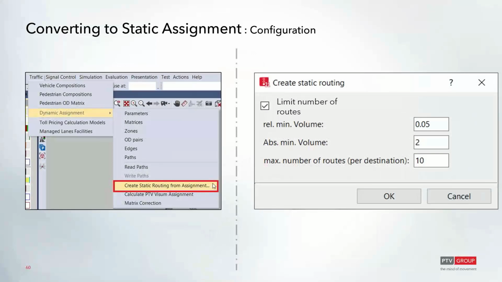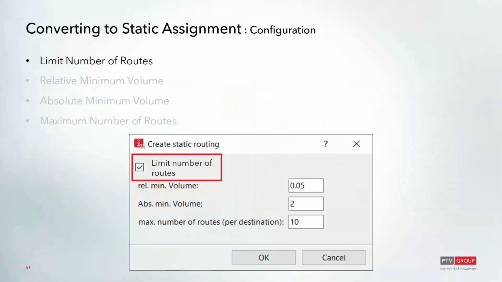So if we take a look at how that's completed, first we'll just need to go to that traffic menu, and then again down to dynamic assignment. And then in here you can select the option to create static routing from assignment. And once you have that selected, it's going to open up this window here on the right-hand side. And in here, the main option up at the top is going to deal with limiting the number of routes that are going to be created as a part of this conversion process.